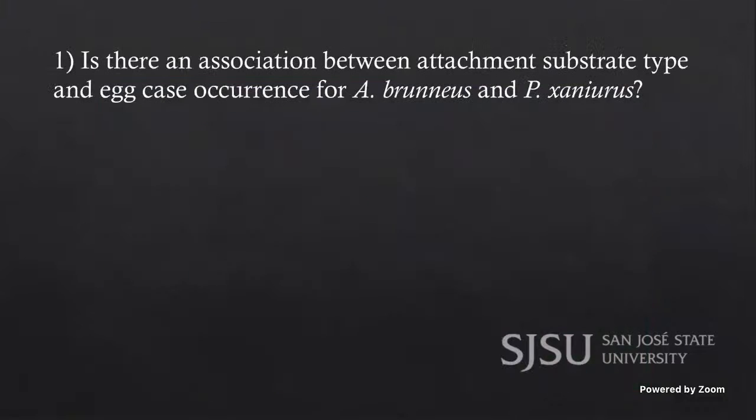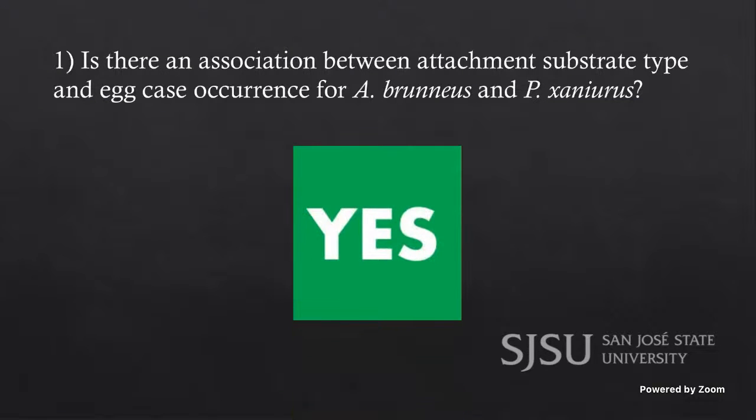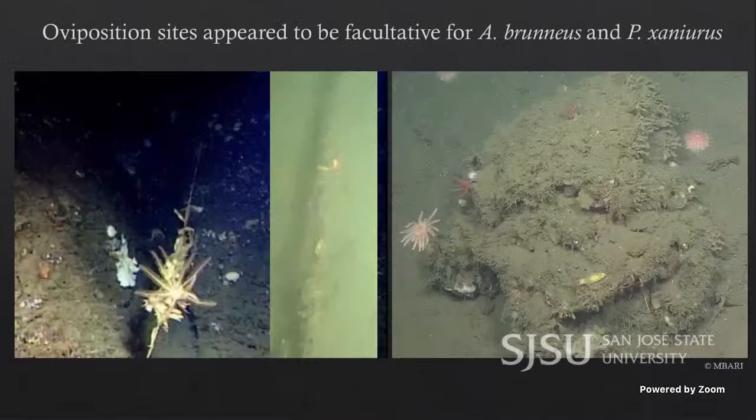To revisit my study questions, is there an association between attachment substrate type and egg case occurrence for Abranius and P. xaniaris? Yes, there is. Oviposition sites overall appear to be facultative for Abranius and P. xaniaris. This is primarily because they were observed both on anthropogenic materials and biogenic surfaces. On the left-hand side here, there's a bundle attached to some fishing line, and a couple of egg cases on this pipe on the sea floor. On the right-hand side, there's an egg case lying on this rock.